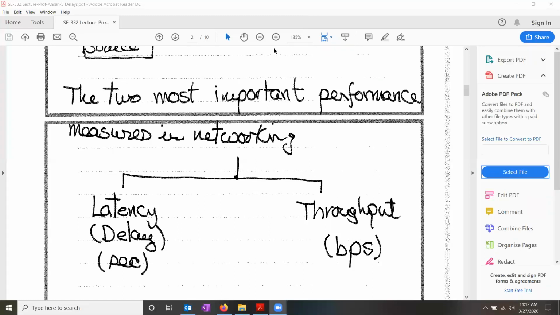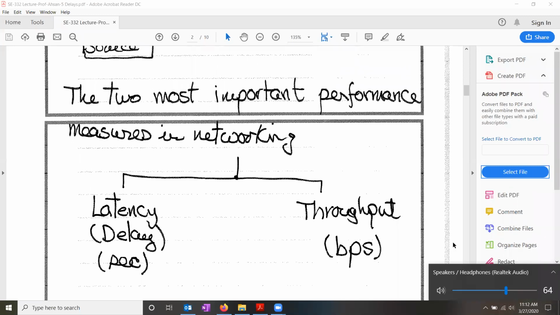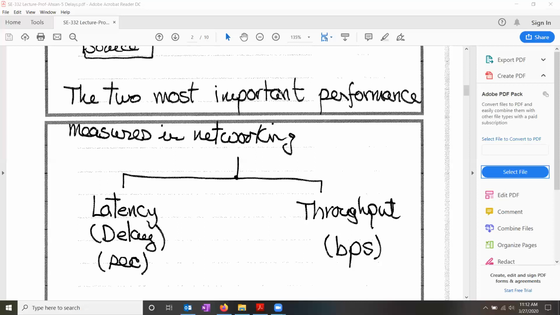Hello, students. जी सर. What is latency? Kindly बताएं what is latency? जी बिलाल आसिफ. Yes, sir. What is latency? No idea. What is latency?